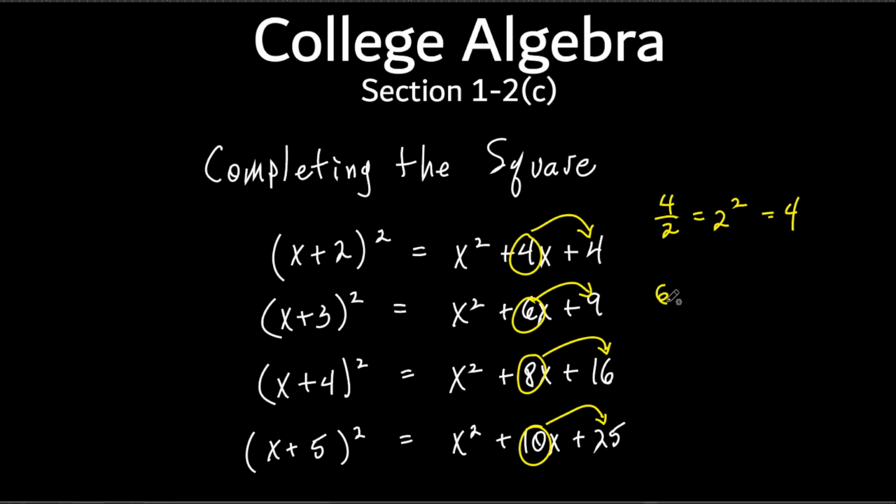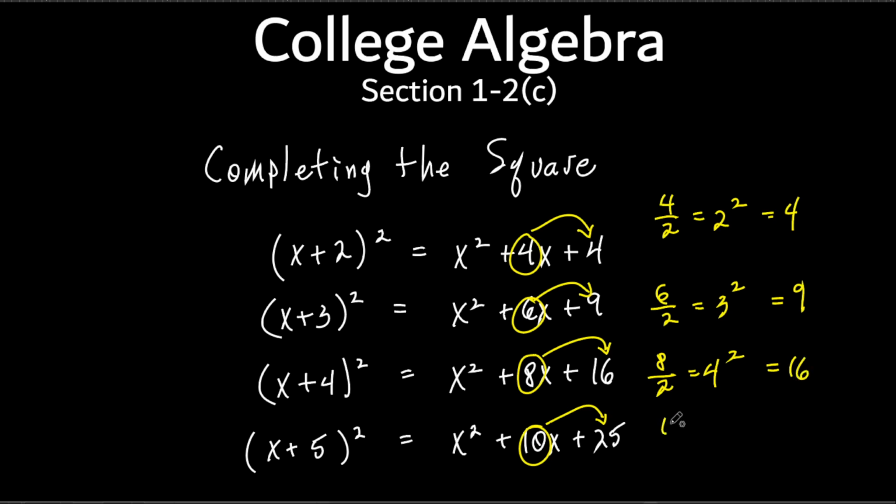Take that 6. What are we going to do to it? Divided by 2, which you get what? 3. And then what are you going to do with that 3? Square it, and you get what? You get 9. Now you take 8. What do you do to it? Divided by 2, which you get 4. And what happens when you square a 4? You get 16. It works every time now, doesn't it?